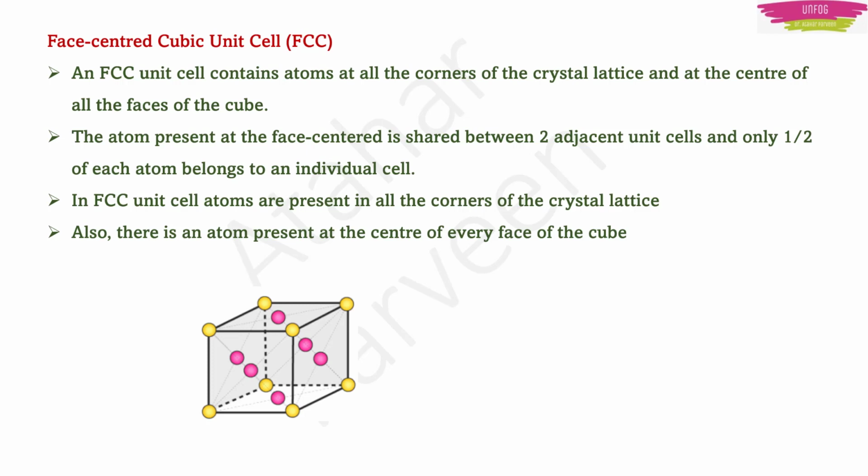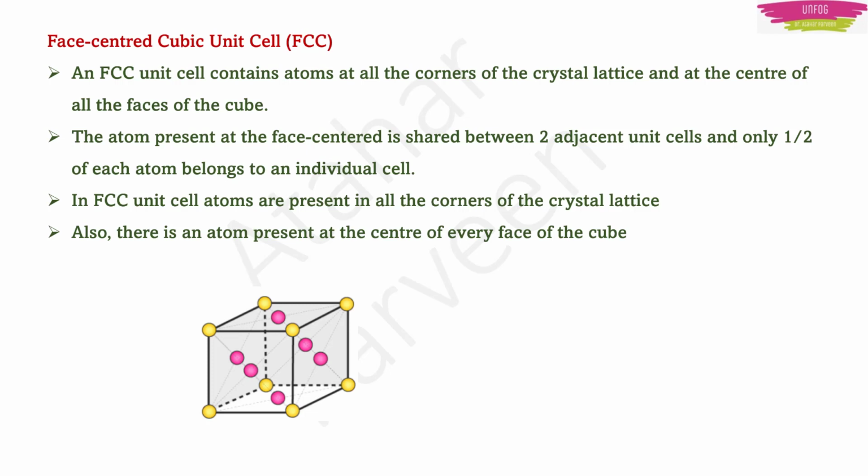Okay, I think you can imagine now. See, what I am telling is, at the corners atoms are there like the previous two cells, but atoms are also present on each face of the cube. They are present at the center of each face of the cube.